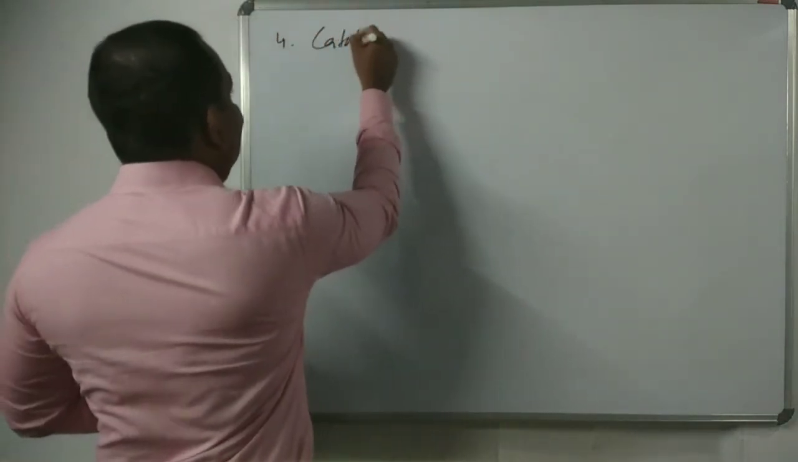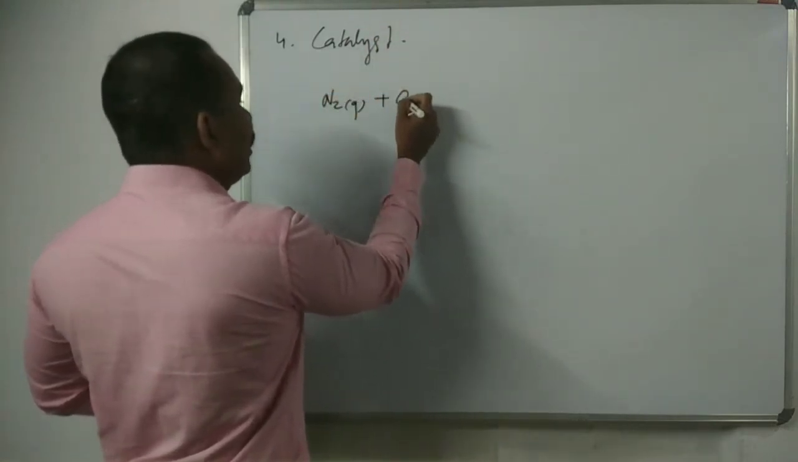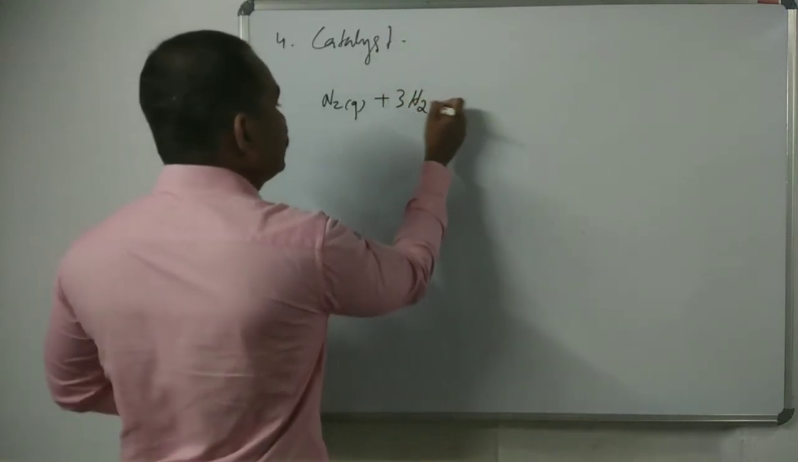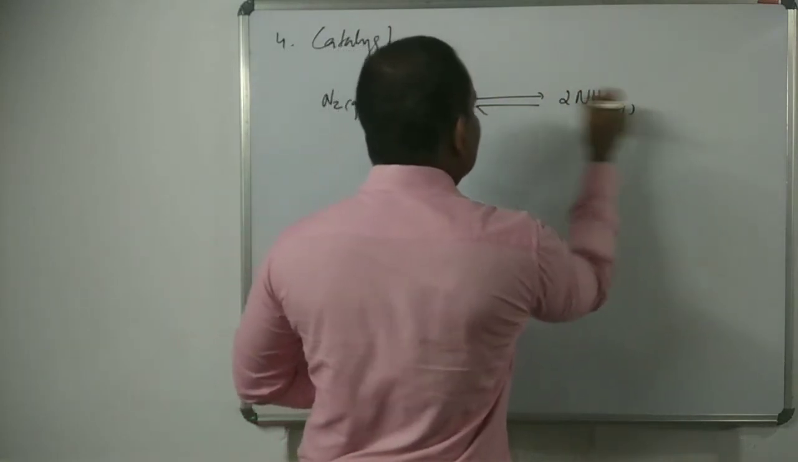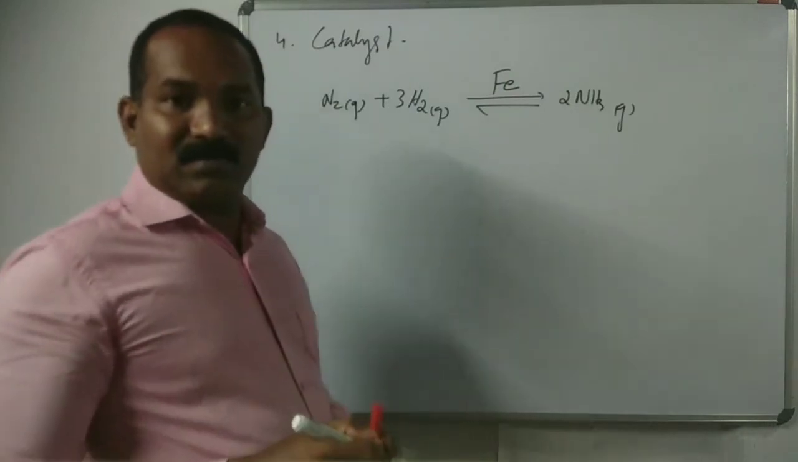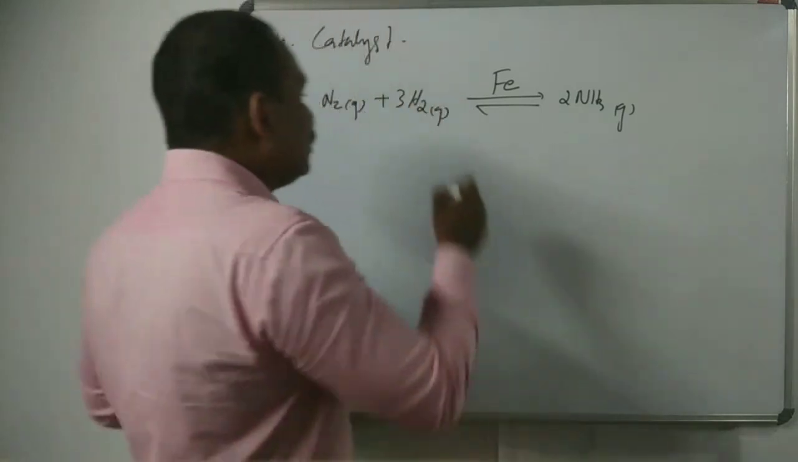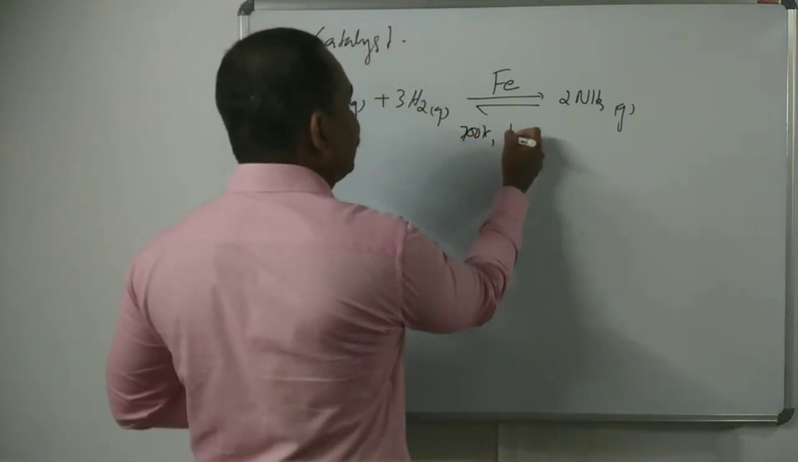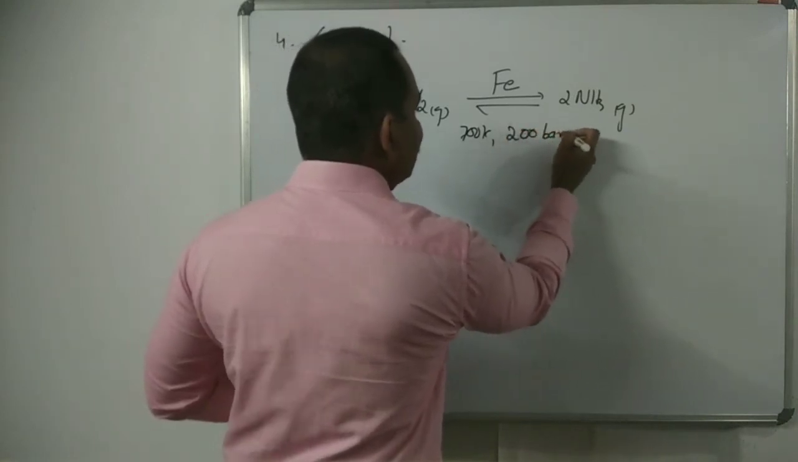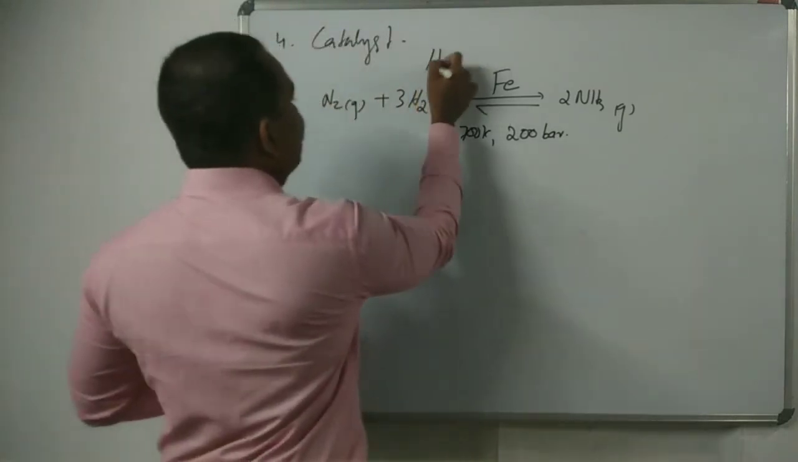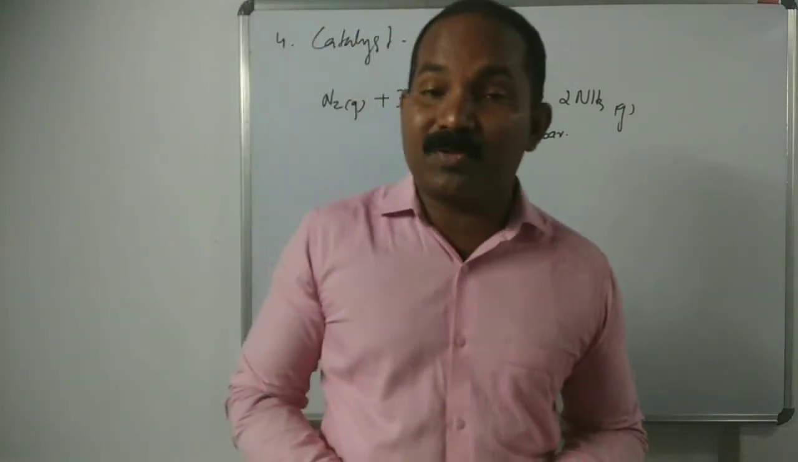Okay, for example, N2 gas plus 3H2 gas is in equilibrium with 2NH3 gas. The catalyst is iron. In Haber process, the catalyst is iron, the temperature is 700 Kelvin, and the pressure is 200 bar. This process is known as Haber process, the manufacture of ammonia.